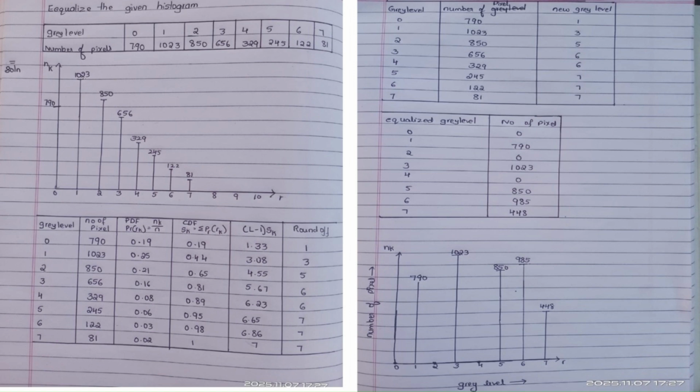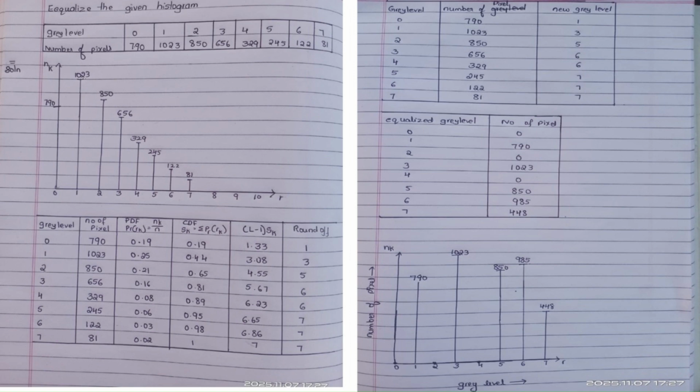We then apply the transformation function, which is Sk = (L - 1) × CDF(rk), where L is the total number of gray levels, which is 8 here. This gives us the new gray level values after equalization. After rounding them off, we obtain the new mapped gray levels for each original intensity.